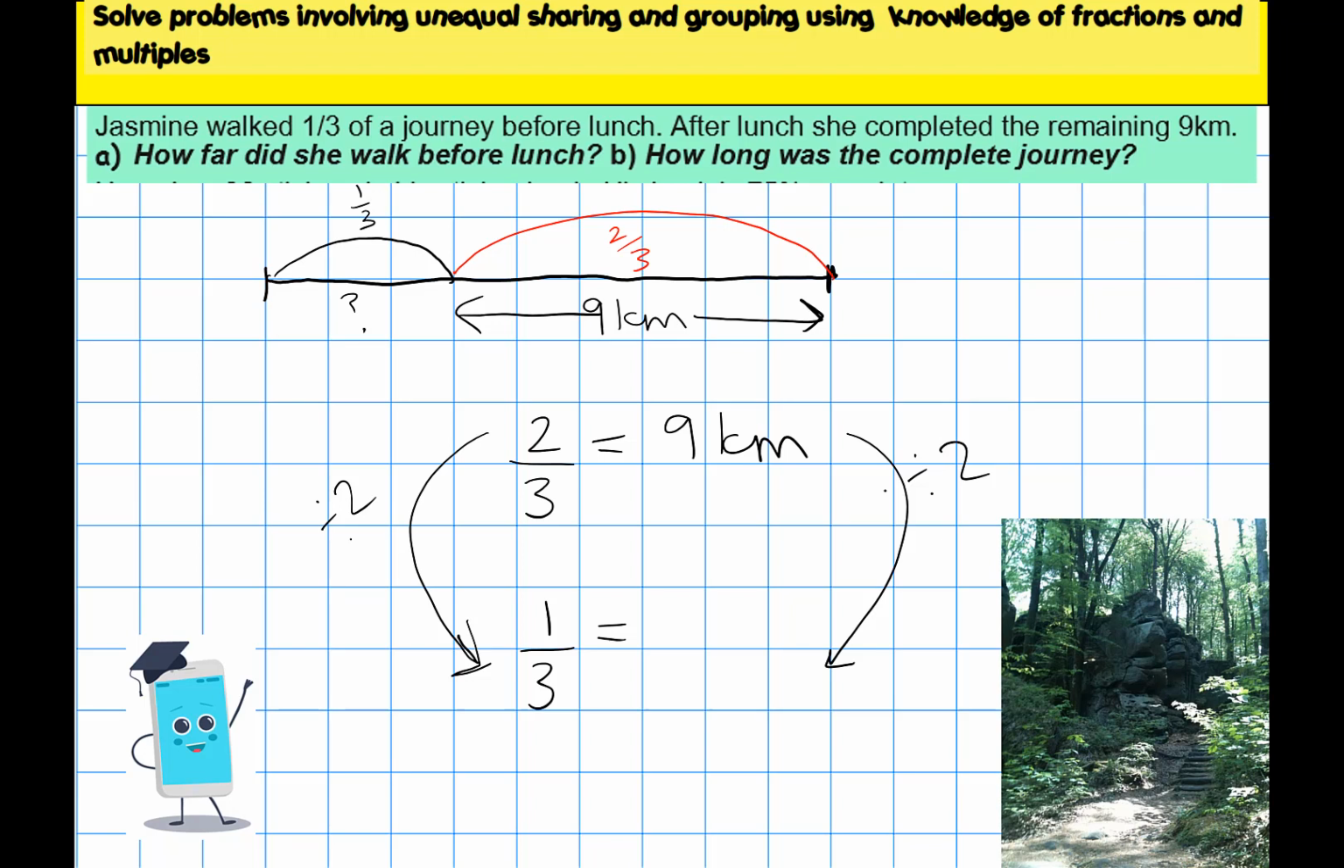So 9 kilometres divided by 2 is 4.5 kilometres. If 2/3 is 9 kilometres, then 1/3 is 4.5. 1/3 is half of 2/3. So I could write down that the first part was 4.5 kilometres and the second part of her journey was 9 kilometres, and now you would simply add them. 9 plus 4.5. Fill in missing decimals. 5 decimal point 9 plus 4 is 13, and that gives you your answer for her complete journey.